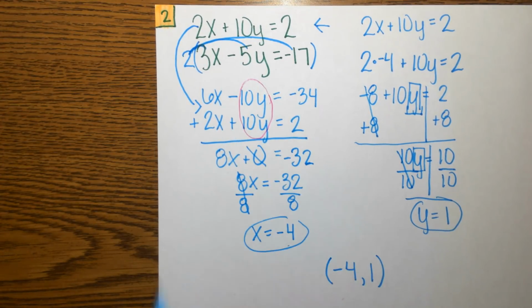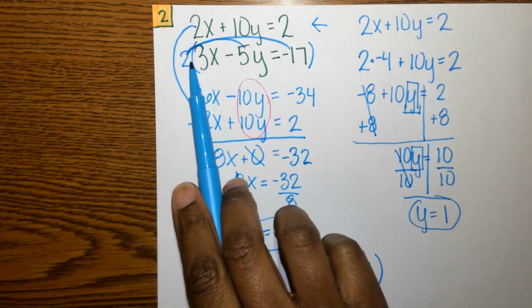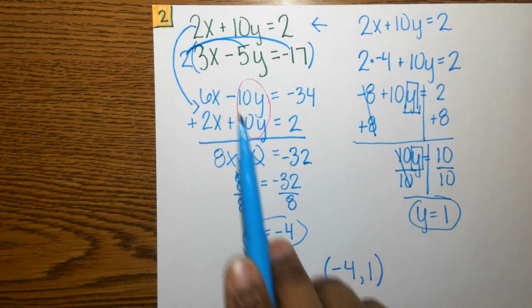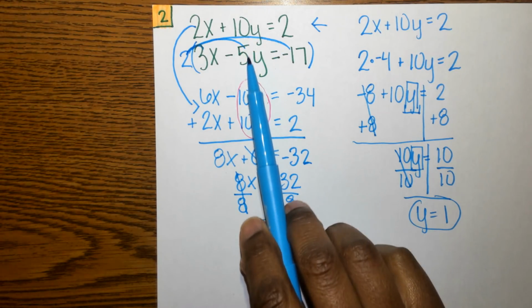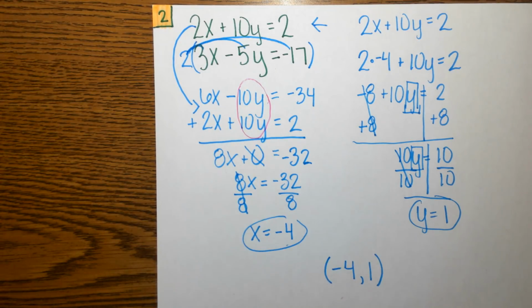So if you notice, the only thing we really did different here is we needed to create a zero pair since we didn't already have it. So I created this zero pair by multiplying by 2. That was the easiest way I could create a zero pair. I had positive 10, so I wanted to make a negative 10. In order to do that, I needed to multiply by 2.